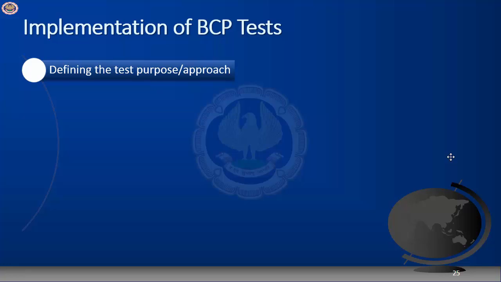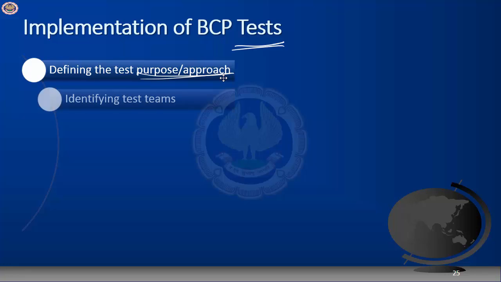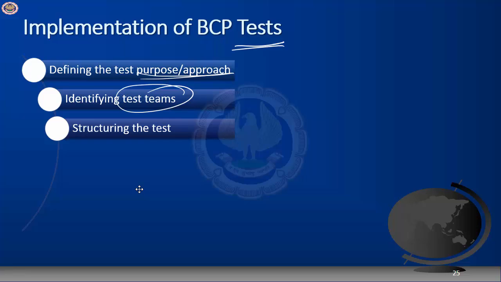How do you perform or implement the BCP tests? This is similar to any other test. You define what is the purpose of the approach for doing the test. You identify the test teams who are going to be performing the particular test. You structure the test by putting a systematic approach and deciding how the test is going to be done.